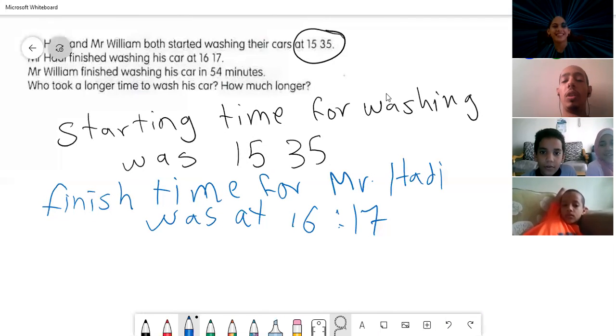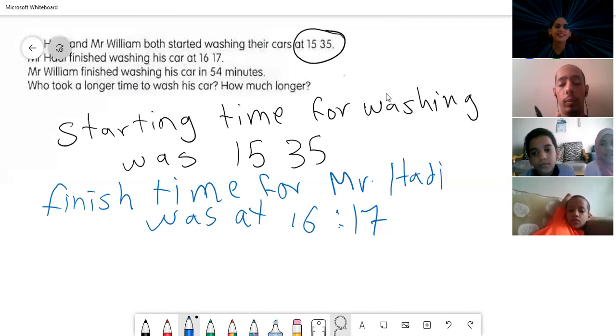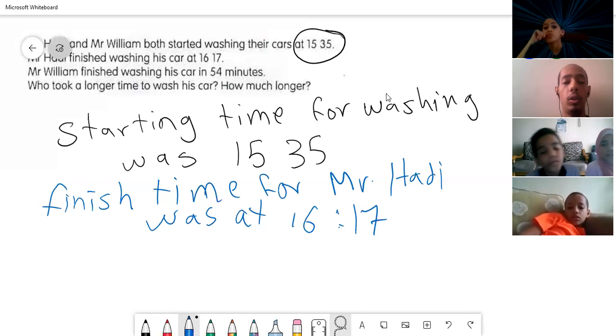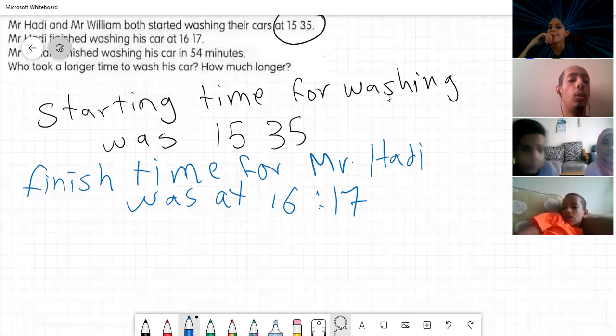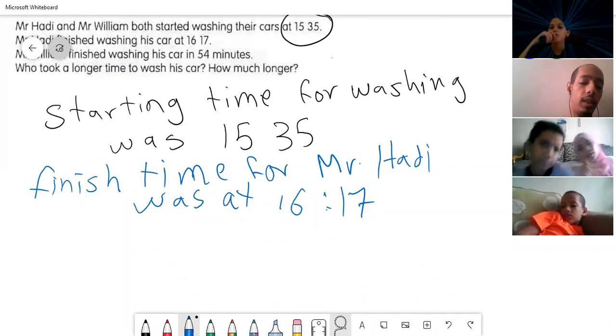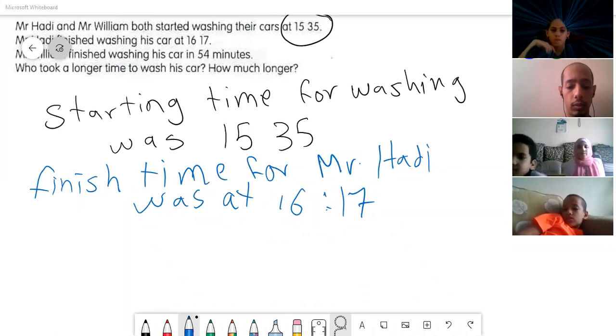Now we know the starting time for both Mr. Hadi and William. And then we are given also the finish time for Mr. Hadi, which was at 16:17. But for Mr. William, we were not given the finish time, right?